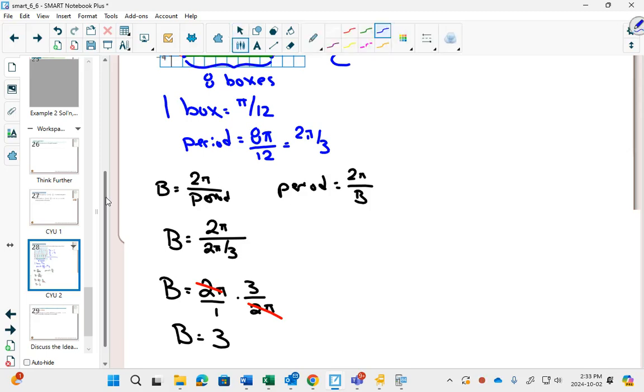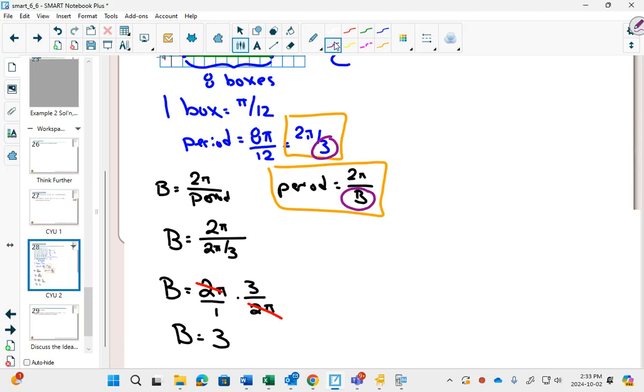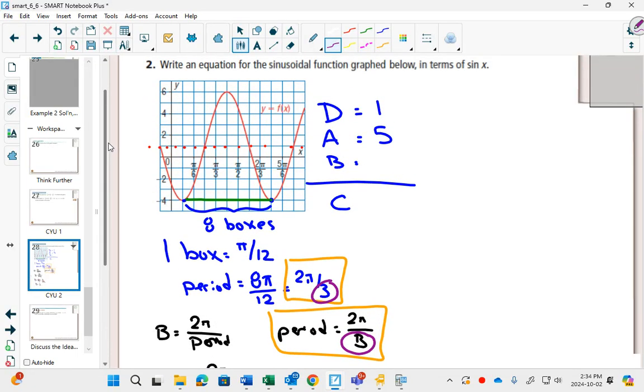There's also sometimes a shortcut that you could do, which looks like this. This is my period formula. This is my period. This is where the B value goes. This is 2 pi over 3. I wonder what B could be. If the period is 2 pi over 3, and the formula for period is 2 pi over B, in this case, the B has to be 3. Now that only works if it's in the form 2 pi over something, right? But it can be a nice shortcut to figure that out as well. Either way, we have discovered that our B value is 3.